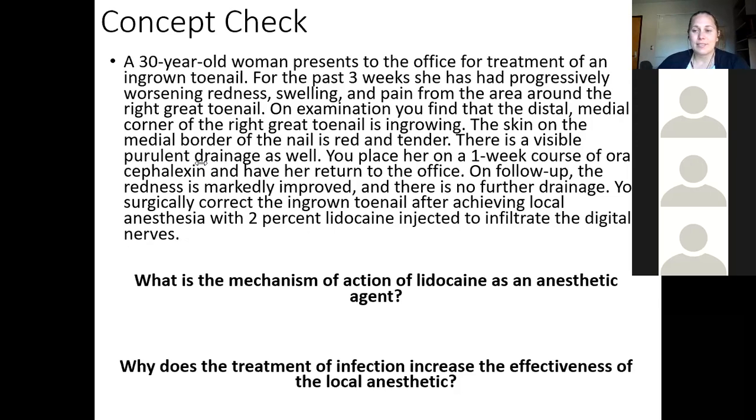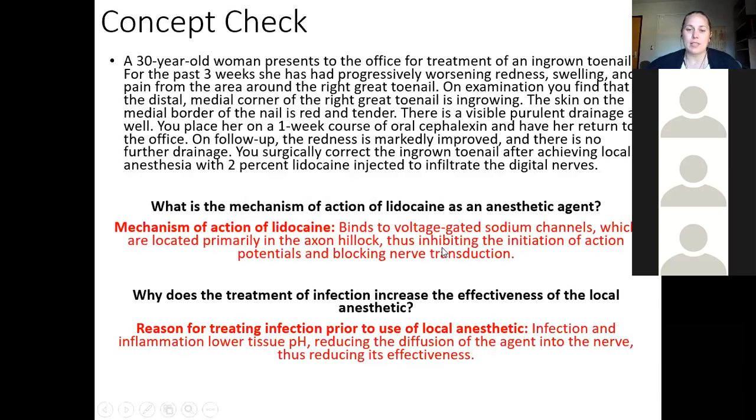So I said that the pH is different with an infection, so then you have more charged anesthetic on the outside of the cell that doesn't get in. Yeah, exactly. That falls in line with the idea that the inflammation of the infection lowers the pH, reducing the diffusion of the agent into the nerve and thus reducing its effectiveness.